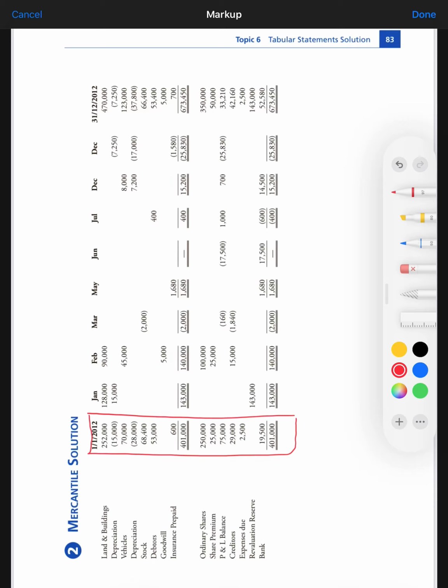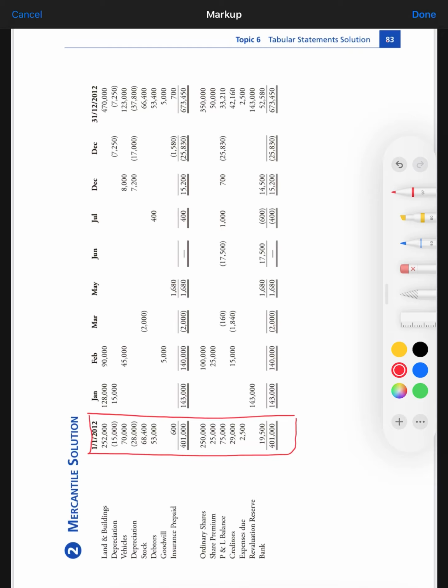But you wouldn't be aware of goodwill until later on in the question, when it was required in February. So next thing I would have there would be insurance prepaid, and then I'd leave, as I said to you many times before, 2 spaces before you have your total line. Likewise, then you come down to liabilities. They start with the long-term liabilities, which is a good idea.